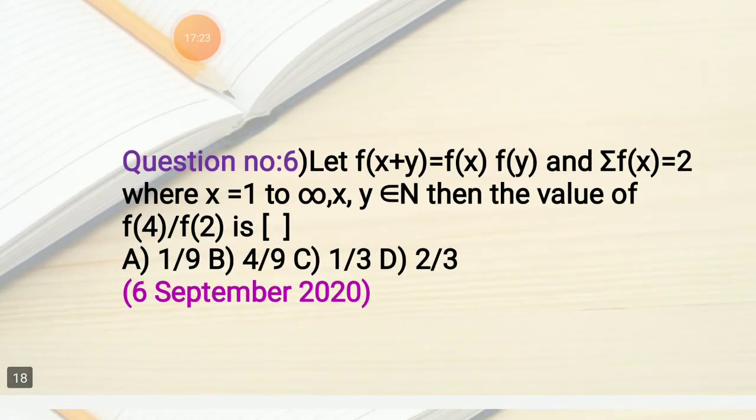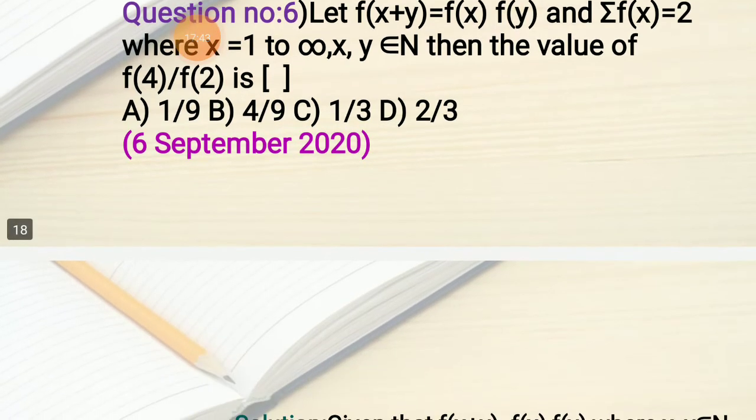Now we go to the sixth question, somewhat the same type, but here x is equal to 1 to infinity. Let f(x + y) equal f(x) into f(y), and sigma f(x) is 2, where x runs from 1 to infinity, x, y belongs to N, then find the value of f(4) by f(2). For options given, this was asked on 6th September 2020.